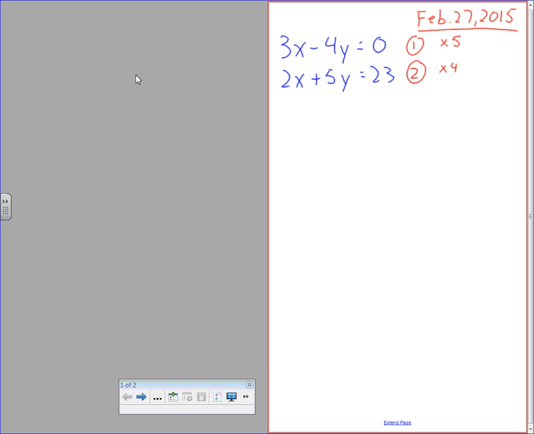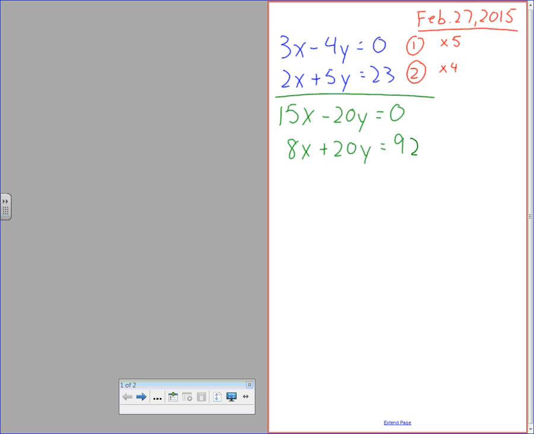As soon as you see one's a plus and one's a minus, you know those are the ones you want to get rid of. You're going to multiply by the opposite number to get them to be the same. So I'm going to multiply the whole first row by 5, and I'm going to get 15x minus 20y equals 0. And then it's going to be 8x plus 20y equals, oh my goodness, 92?